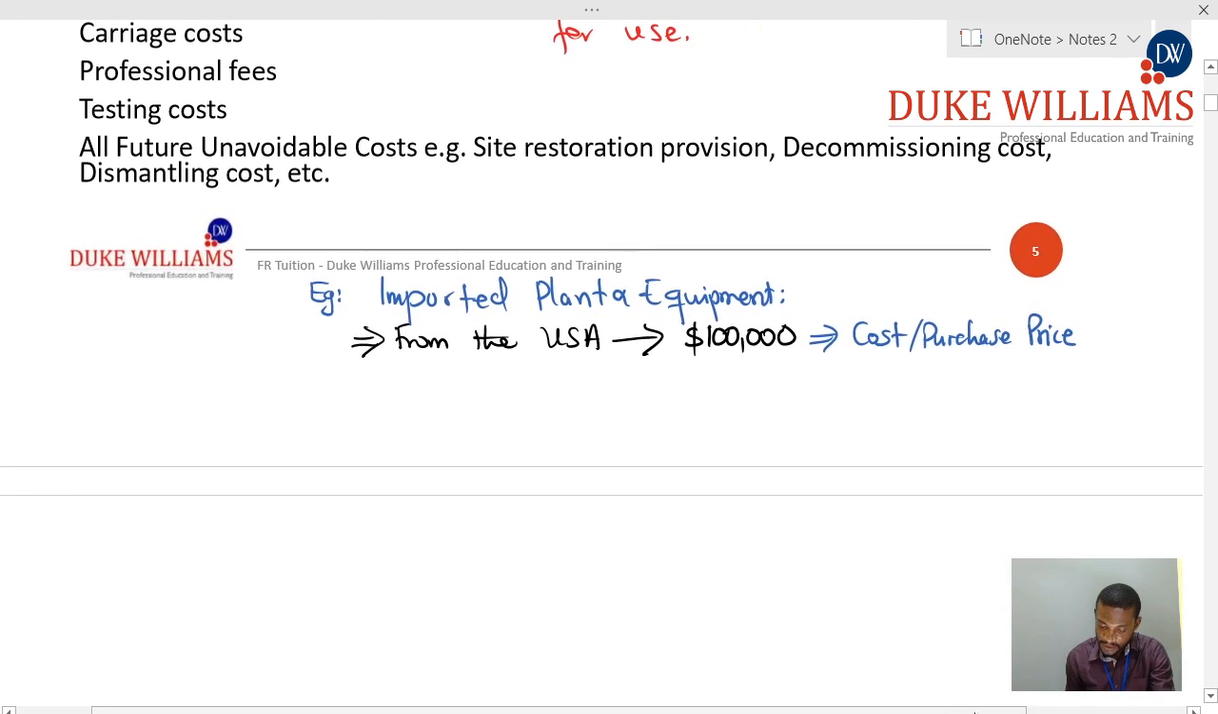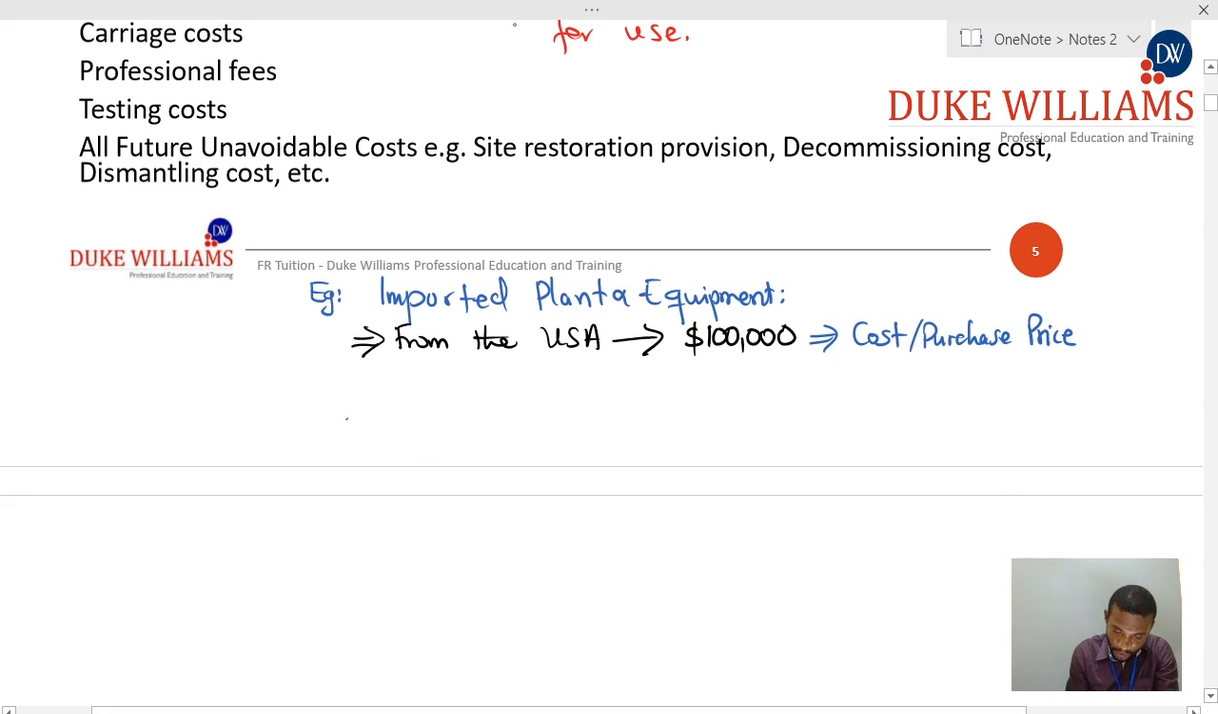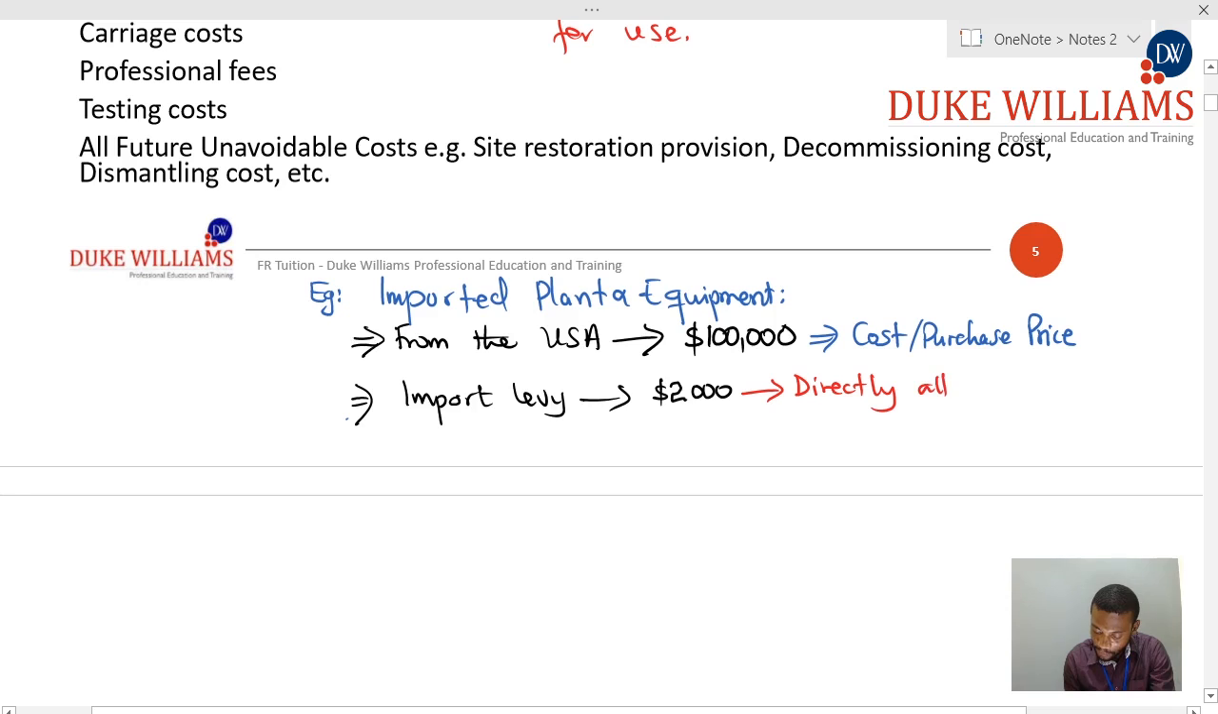Now the question is, do we have any other cost? Yes, because we are importing it, we'll have to incur import levy. Maybe the import levy is around, let's say $2,000. Now, point number one, without the import we cannot get access to the plant, so it is a directly attributable cost. We need to know that.